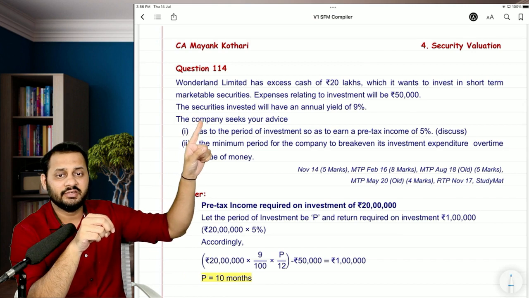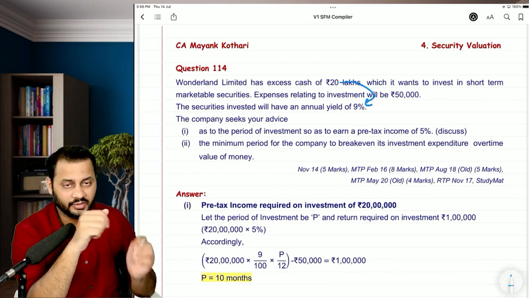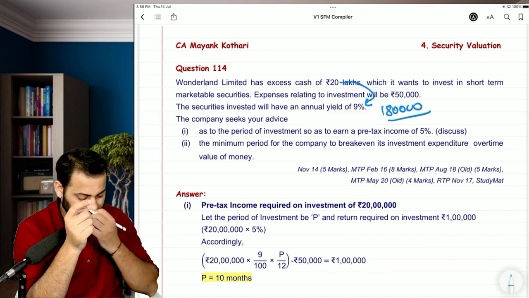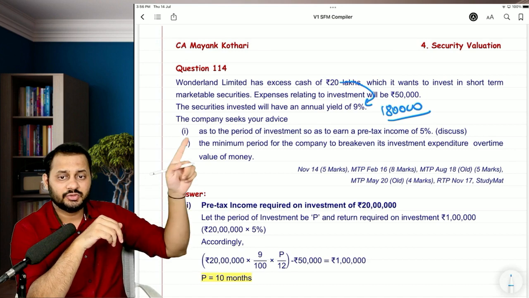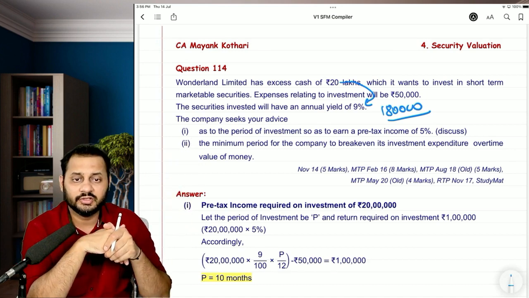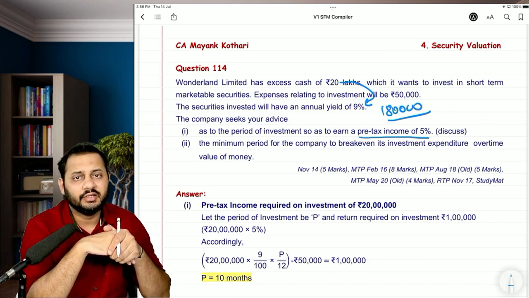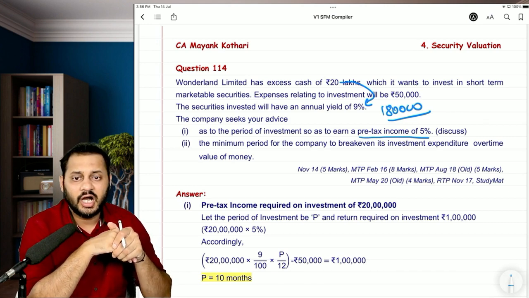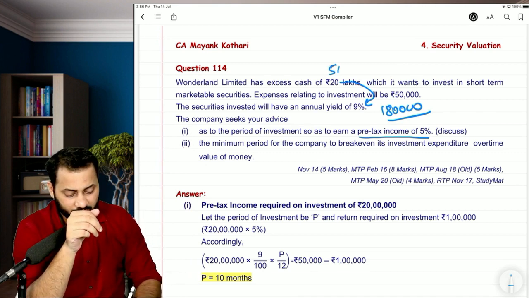The securities invested will have an annual yield of 9%. 20 lakhs into 9%, annual 1,80,000. Then the company seeks your advice as to the period of investment so as to earn a pre-tax income of 5%. Before paying any taxes, if you want to earn 5% on your investment, for how much period will you have to keep it invested? So practically speaking, 5% on 20 lakhs will come to 1 lakh rupees.